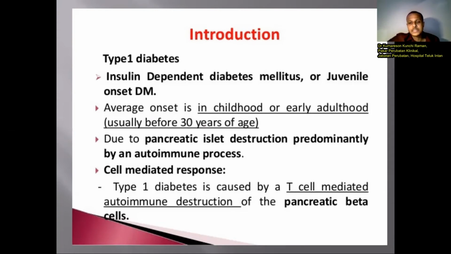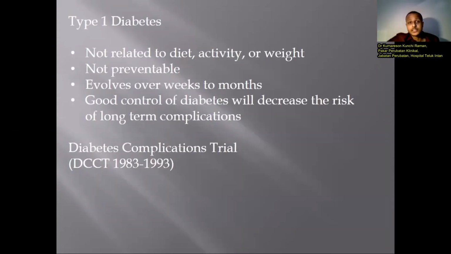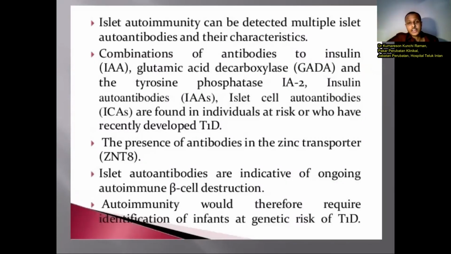That's why you famously see these type 1 diabetes patients having antibodies which you can find in their blood levels. So which is not related to diet, activity, or weight especially. It's not preventable. It evolves over weeks to months. A good control of diabetes will decrease the long-term complications and risk.